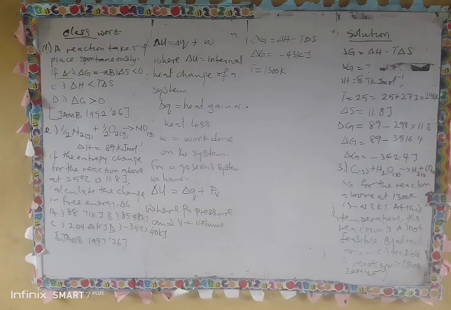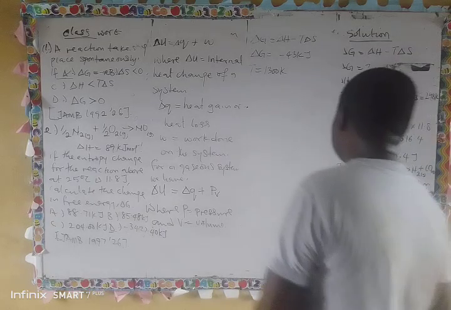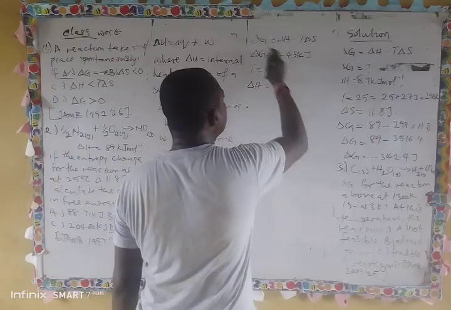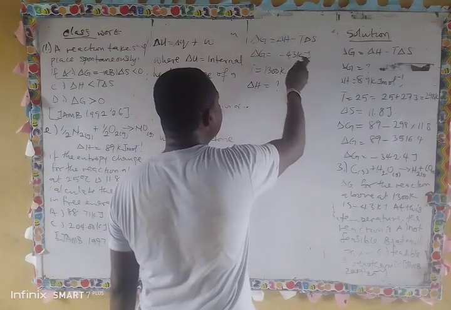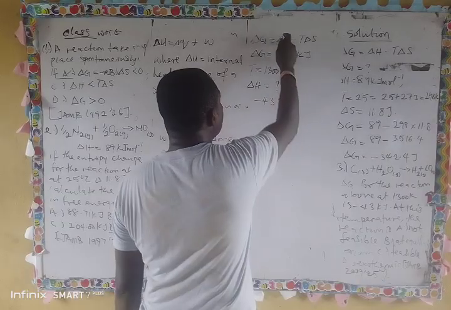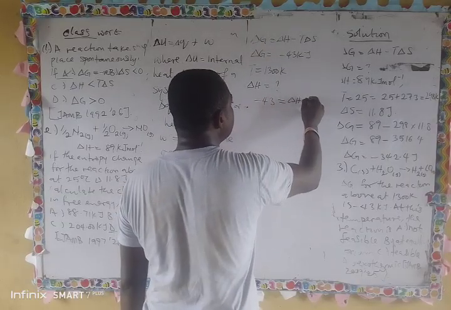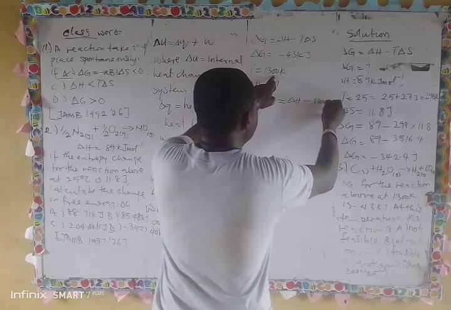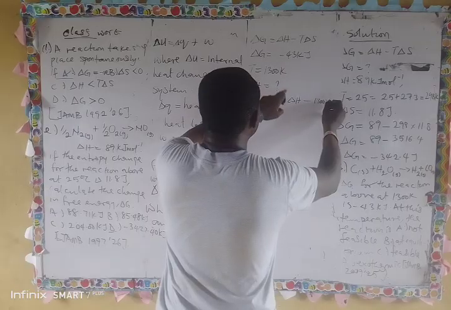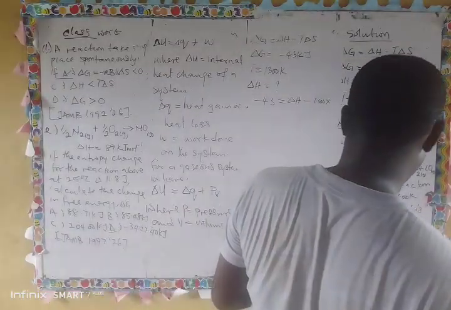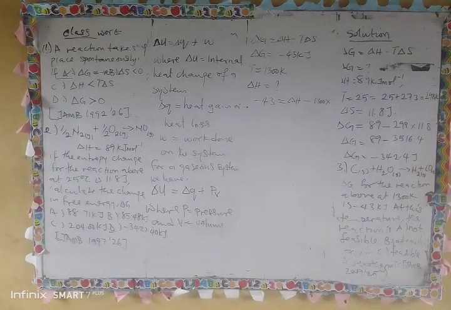That means we have to look for delta H, which is unknown. So what do we do? In place of delta G, what do we put? Minus 43 is equal to delta H, which we don't know, minus temperature, 1300, times what is the entropy? Will you not give us the entropy also?